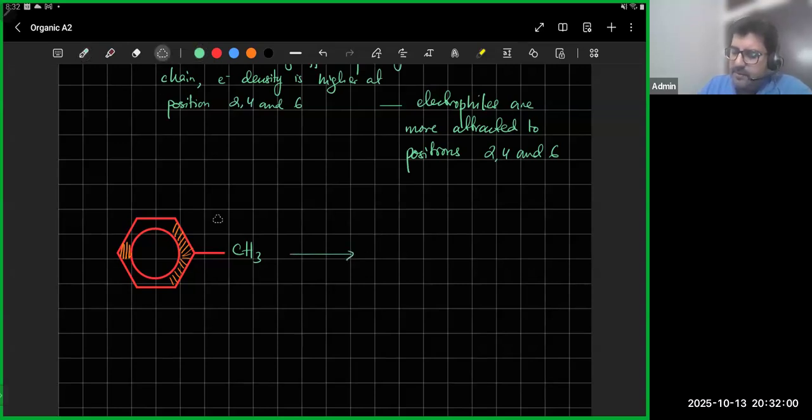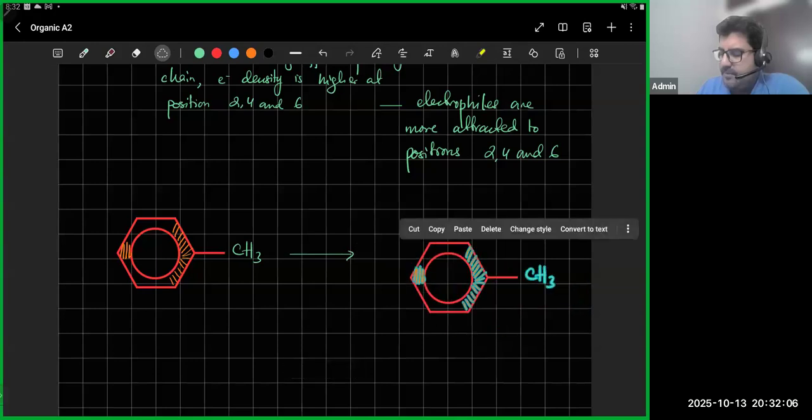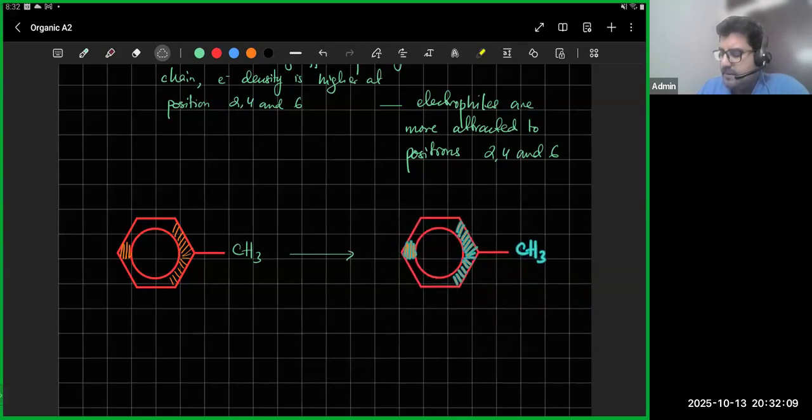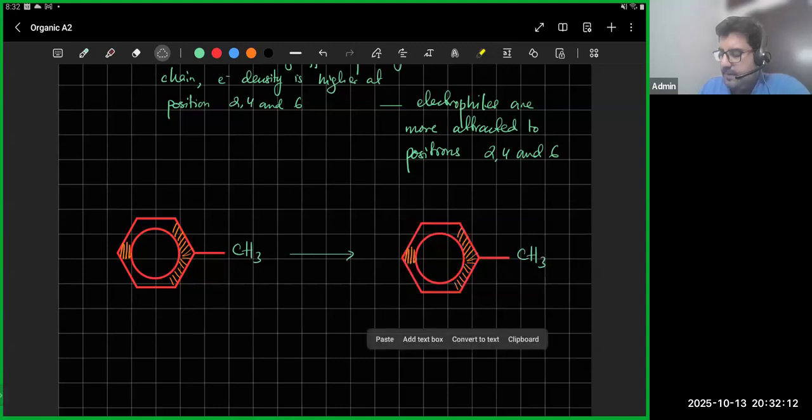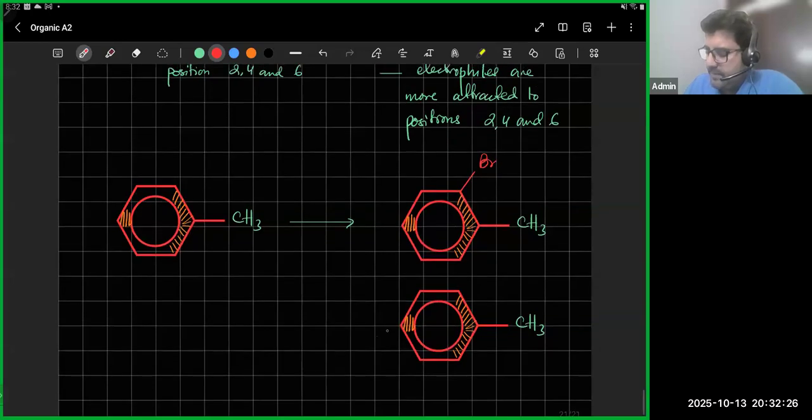So what will happen is you're going to get 2 products. If you do bromination, bromine is not going to randomly get attached to any position. It will only get attracted to certain positions. So it's either going to be at position number 2. That's where you're going to find bromine. Or it's going to be attached to position number 4. And I'm just ignoring 6 because 6 and 2 are kind of the same position. Is that clear?